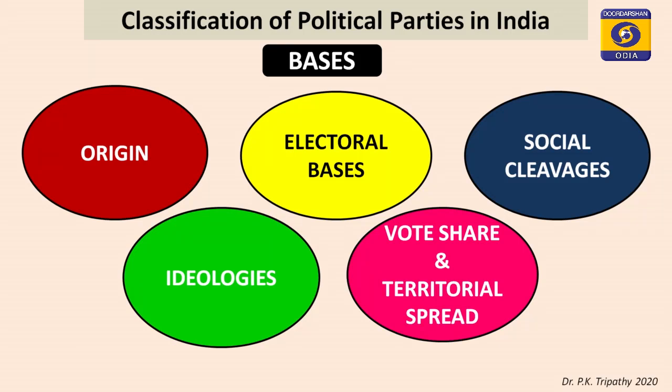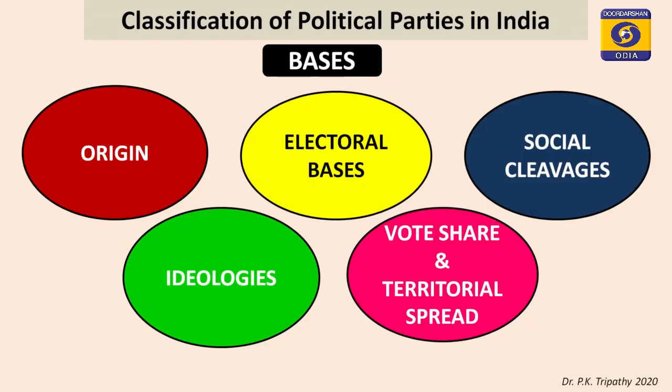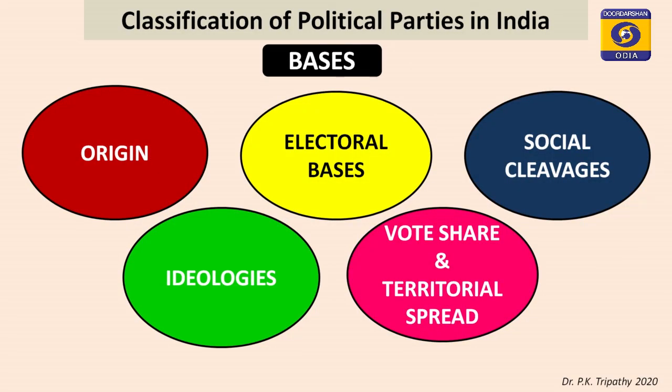Thirdly, on the basis of social cleavages. Social cleavages means the fault lines in the society such as caste, class, language, etc. Fourthly, on the basis of ideology: the parties differ from each other on the basis of their ideology or their own manifesto. And lastly, on the basis of vote share and territorial spread, we can have different political parties.